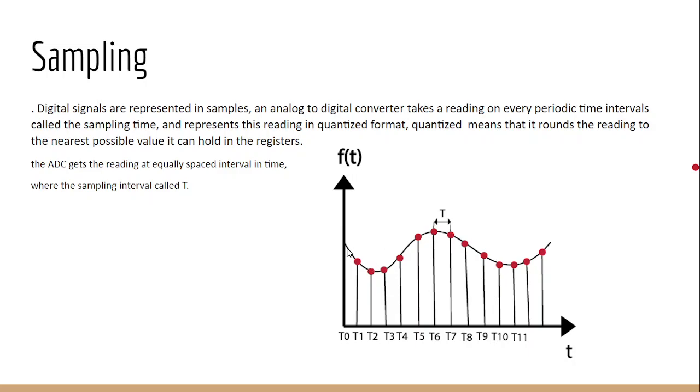This is the original signal. As you can see, it is continuous. And these blue and red dots are the samples that are taken to be saved into registers. And this is the sampling time. They represent each reading in quantized format. Quantized means they are rounded to the nearest possible value that can be held in a register.